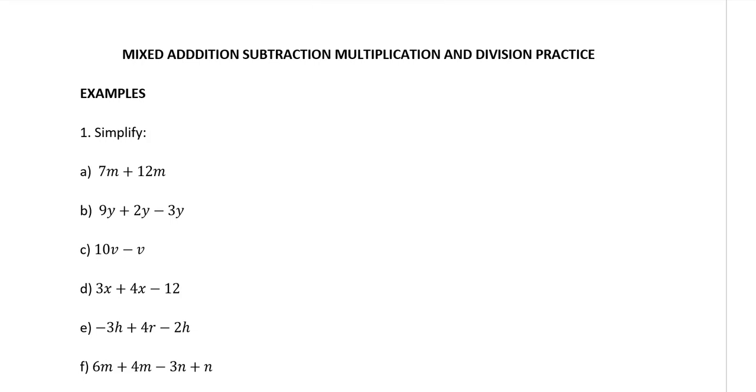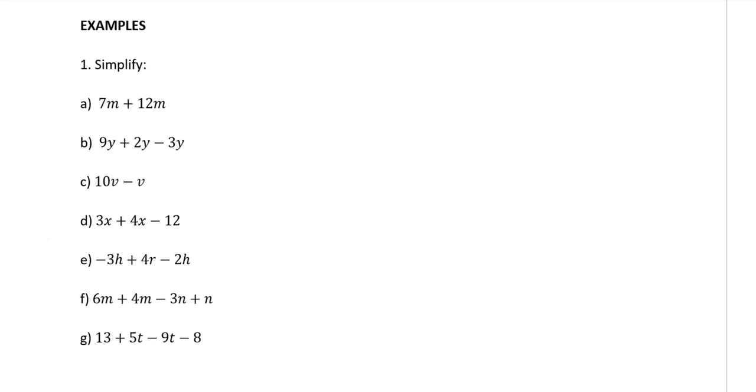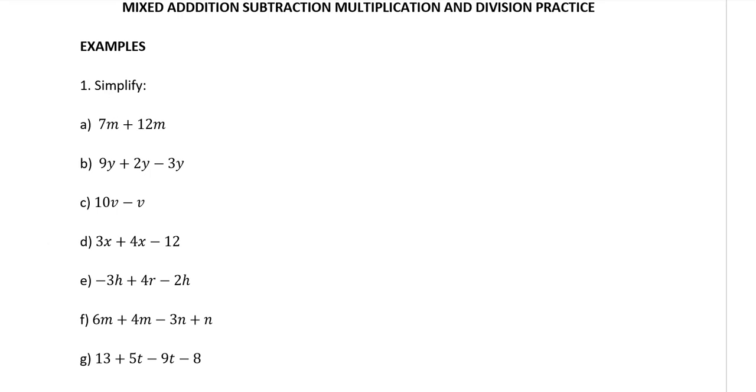Good morning, Year 7. Today we are doing some mixed addition, subtraction, multiplication and division practice. We have spent a few lessons on these things in the past, and so now we just want to mix them all up and make sure that we don't mix up the strategies that we need to do to answer them. So in question number 1, all of 1 from A down to G, we are adding and subtracting, which means that we are looking for like terms.